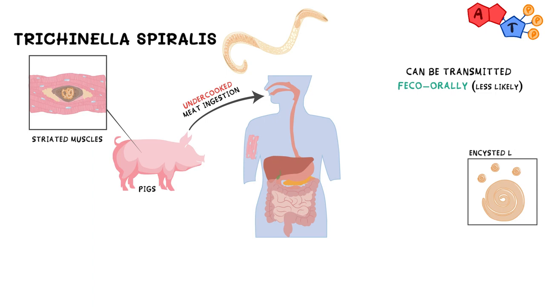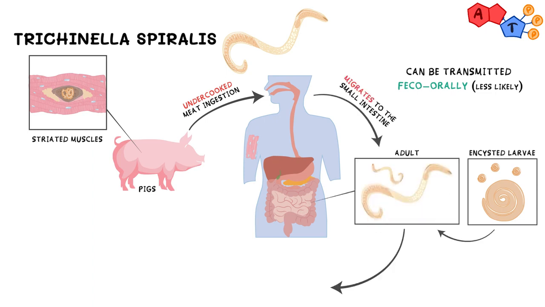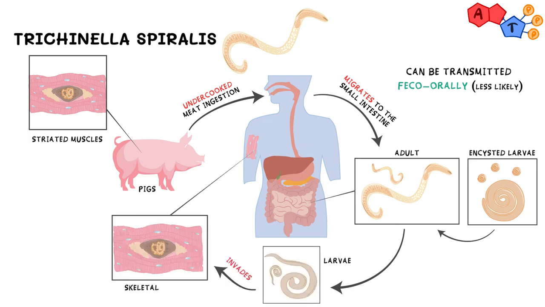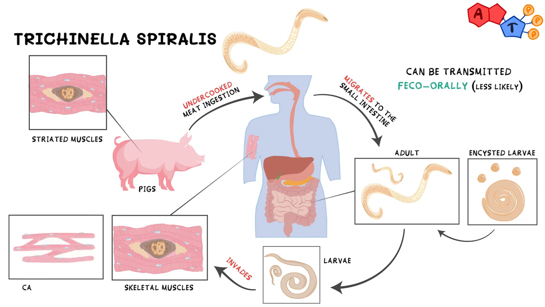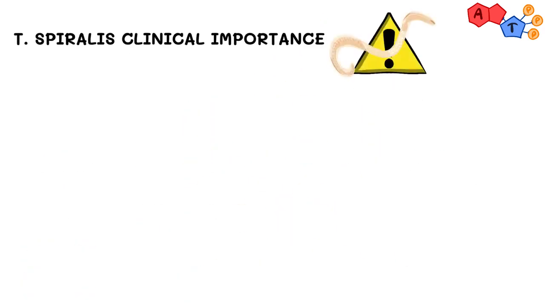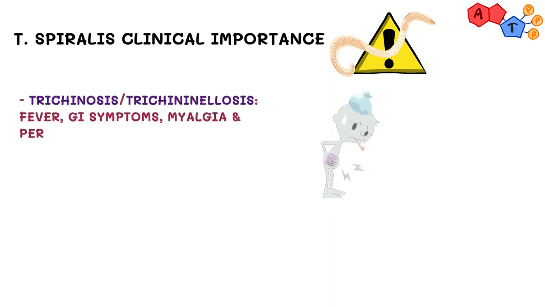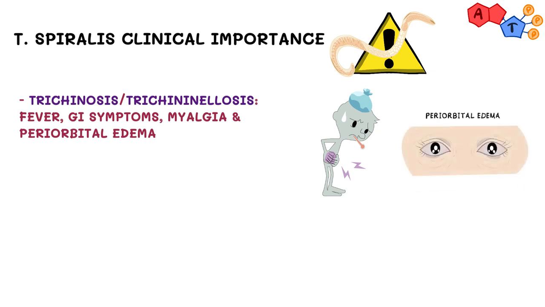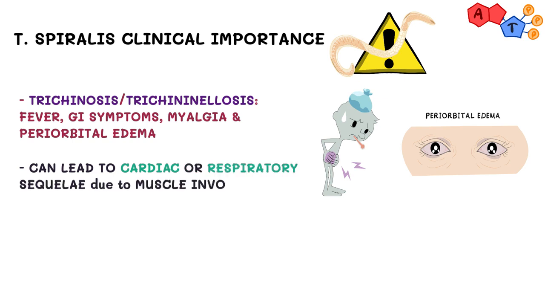After the encysted larvae is ingested, it will go to the small intestine where it will mature. Then, adult forms will produce new larvae which will start the journey to invade striated muscles, mainly skeletal, but can also target cardiac muscles. Now for the clinical importance, Trichinella spiralis can cause trichinosis or trichinellosis, which is characterized by fever, GI symptoms, in addition to myalgia and periorbital edema. Some patients might end up with cardiac or respiratory complications due to muscle involvement, and that can be fatal.